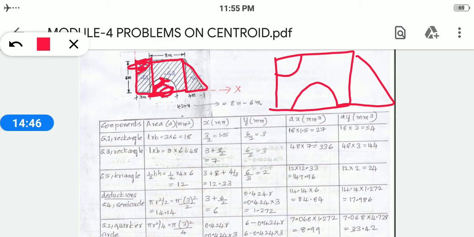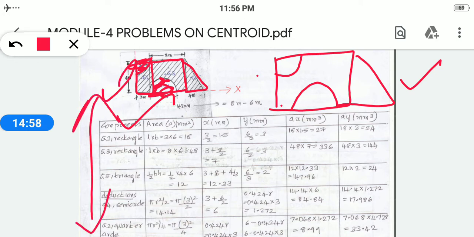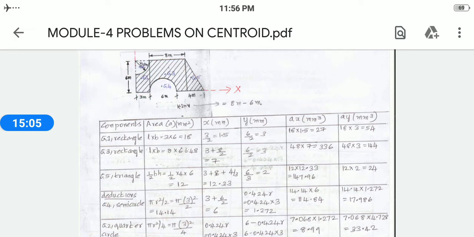Okay, this problem can be solved in two different methods. This also can be adopted and this also can be adopted. Both will give you the same answer. This answer we had discussed below. If you want to try this, you will also get the same values. Okay, there will not be any differences. Centroid will be in the same position, same x value you will get, same y value you will get.